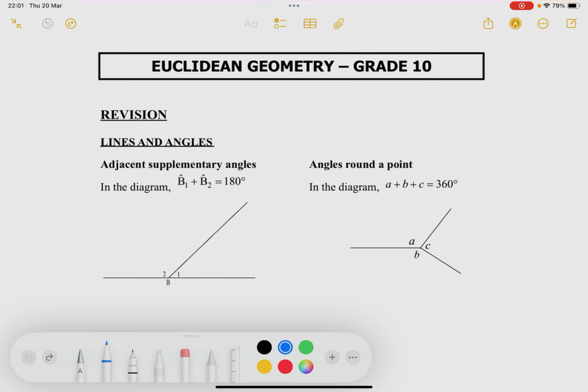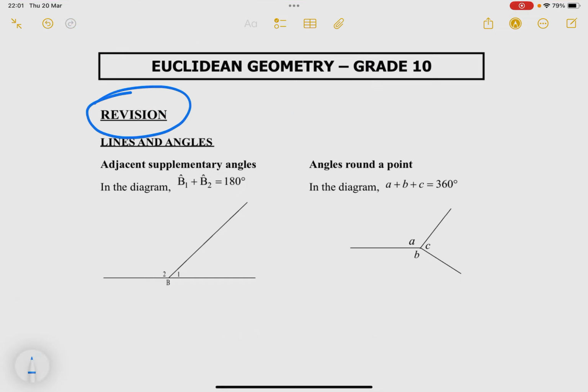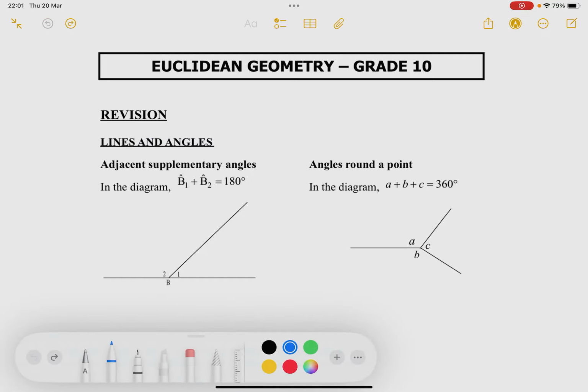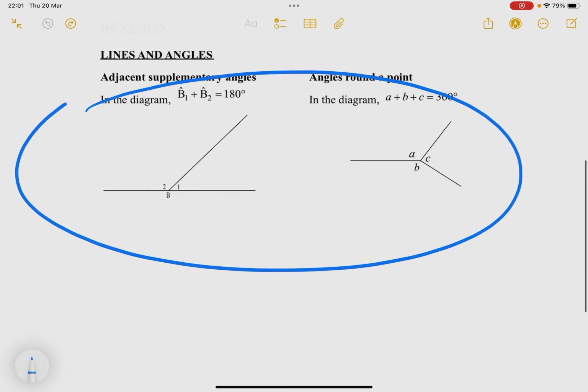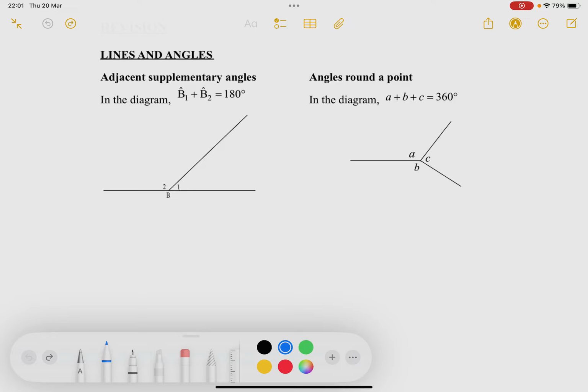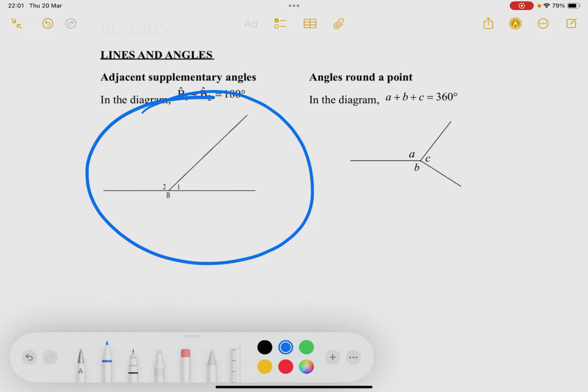Now, let's just do this revision. You should have probably done this way back in grade 9. So what is it? We want to look at these two things, right? Let's just look at thing number 1.